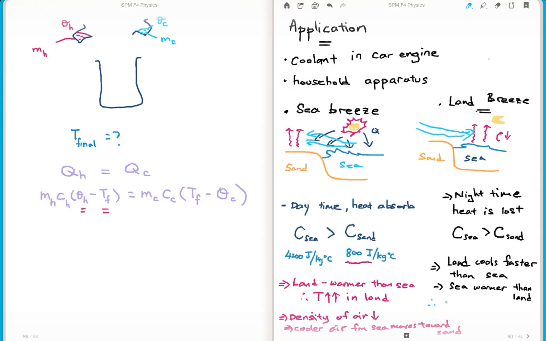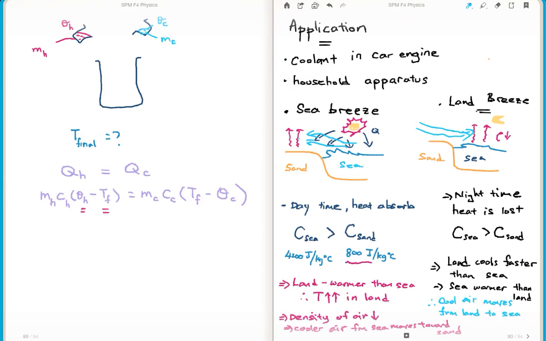This is in fact the cooler air, the cold air, that moves from land to the sea. That's how you get land breeze. Land wind. Land gives wind. Sea breeze. Sea gives wind. Okay?